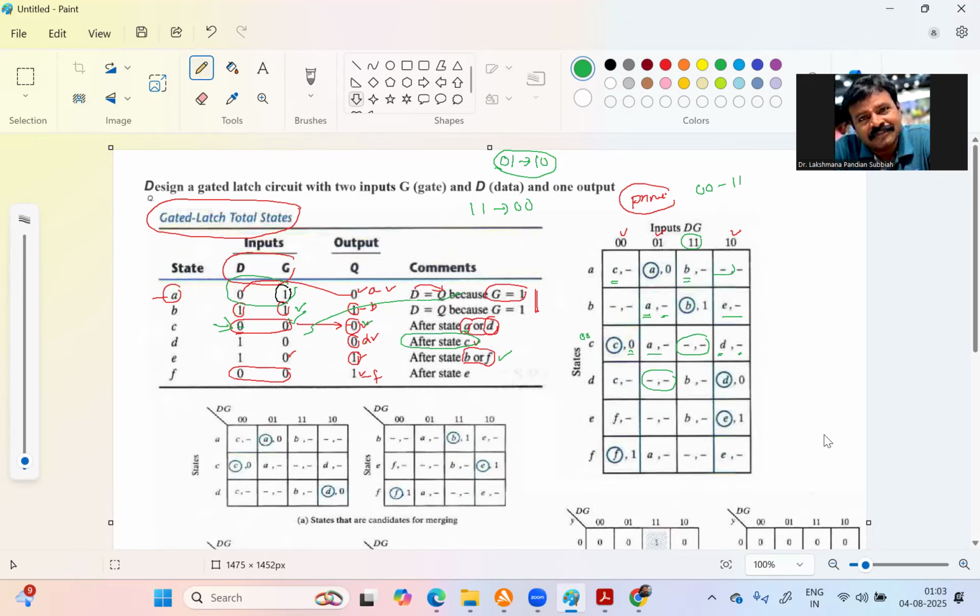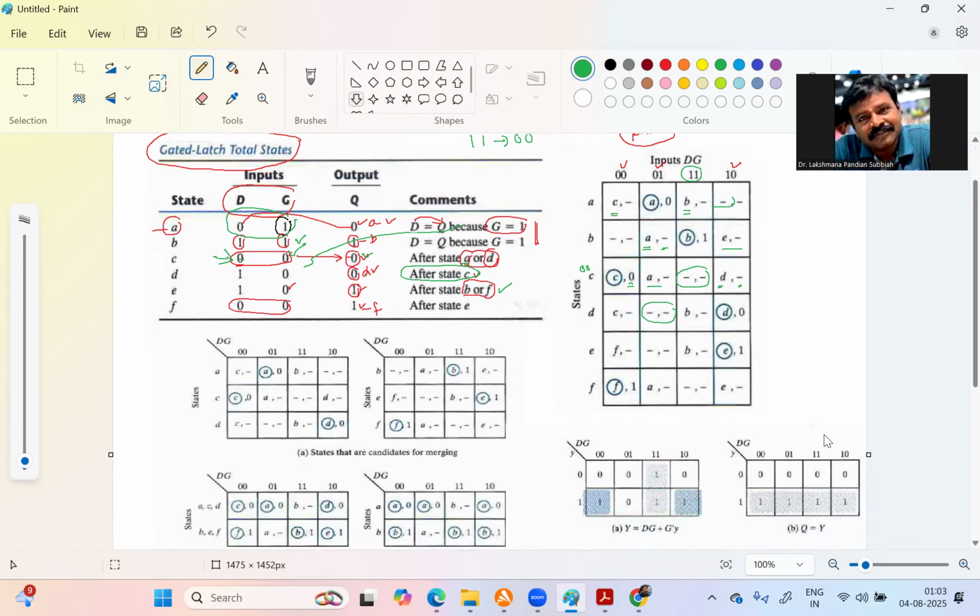Now, like that, you have to fill all the states. Then from that, you have to find out the grouping, right? So A, B, C is the same group. How is it that A, B, C is the same group?